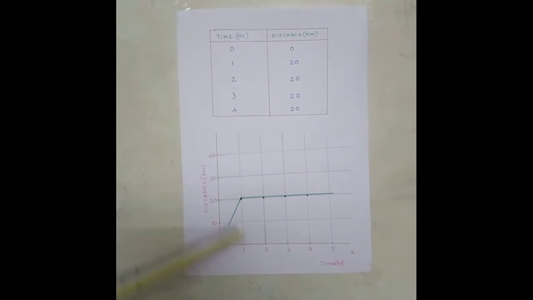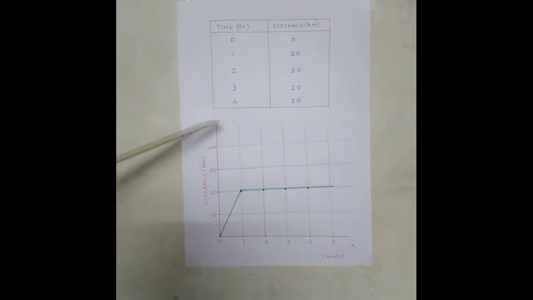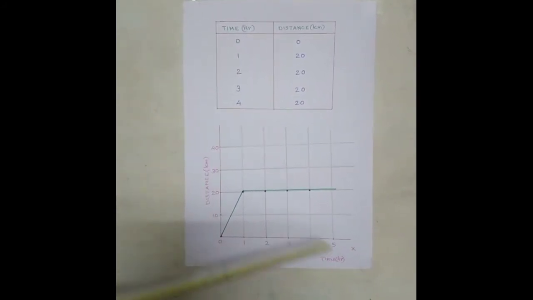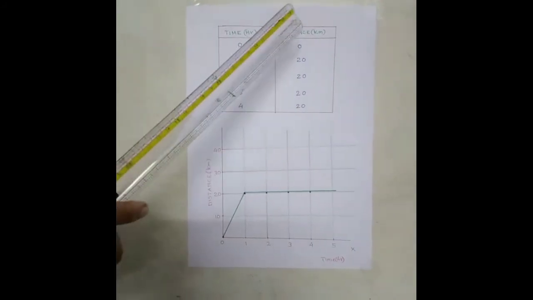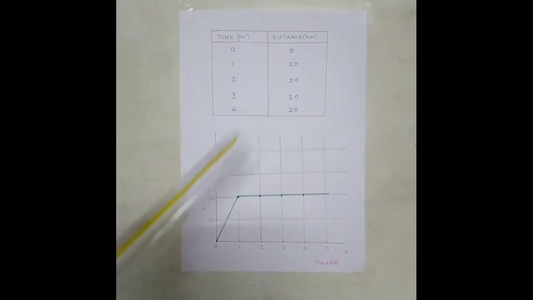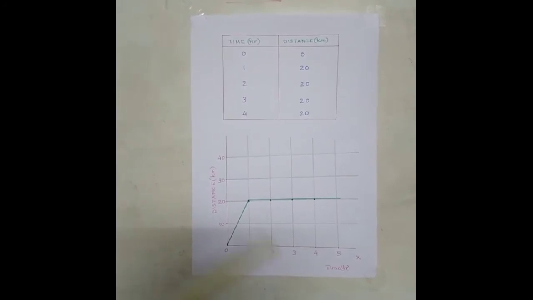Here, as I told you earlier, time is taken along the x-axis and distance along the y-axis, and we have 0, 1, 2, 3 up to 4. Up to 4 is enough, but I have taken up to 5, no problem. And then we have the distances 0 and 20. I have taken here up to 40, so it's okay. This graph can be drawn.